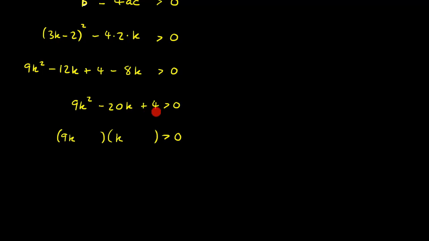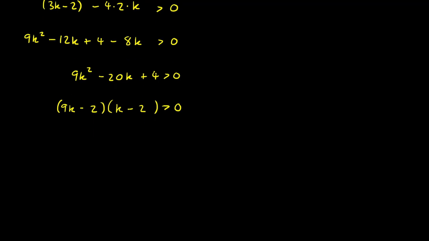And we want two numbers that will multiply together to give 4, but are going to combine together to give negative 20. So both those numbers are going to be negative. And I suspect if we do negative 2 and negative 2, that's going to work, right? Because negative 2 times negative 2 is positive 4. 9k times negative 2 is negative 18k. And then minus 2k is negative 20k. So that works.